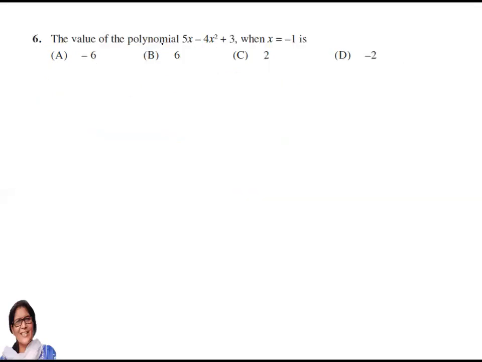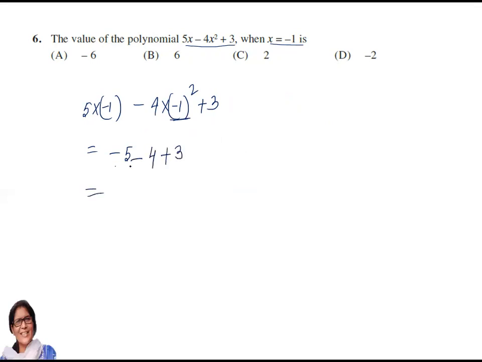Now the value of this polynomial 5x minus 4x square plus 3 when x equal to minus 1 is. So x के जगह पे हम minus 1 डालेंगे. Put x equal to minus 1. So 5 into minus 1 minus 4 into minus 1 का square plus 3. So this will be minus 5. How much will be this? Plus 1 minus 4 plus 3. So this will be minus 9 plus 3, minus 6 is the answer.